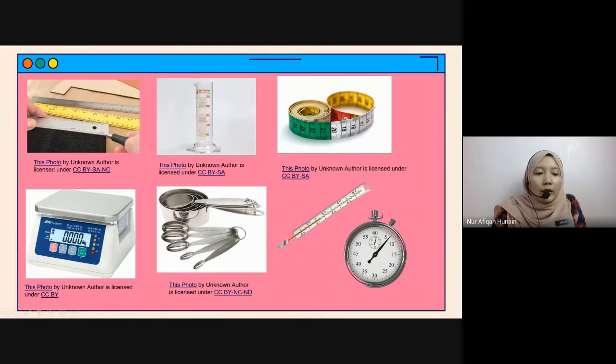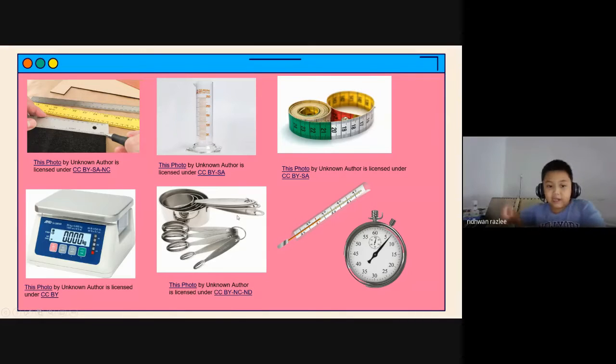Okay, so beside the weighing balance is measuring cups. Okay, this is measuring cups. You put it with time and then put inside the bag.